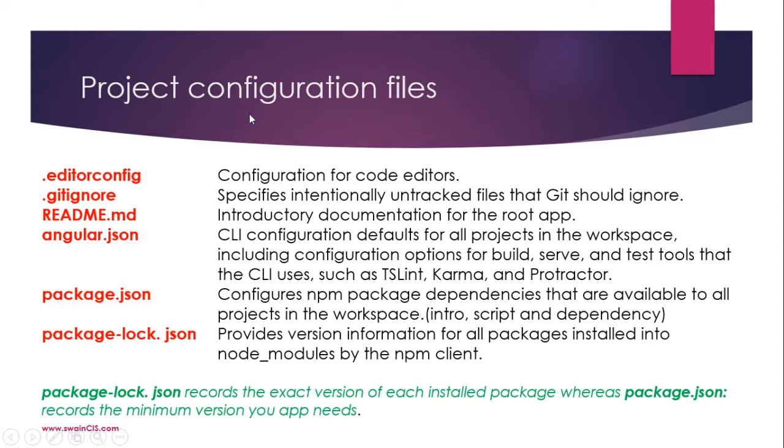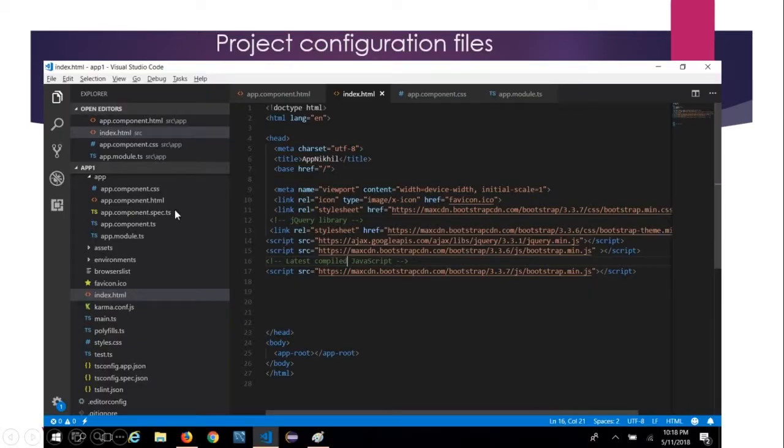There are two kinds of configuration files you get. One is project configuration files, another is project source files. Let's explain the project configuration files first. Forget about the app folder for now, that is about the source files. You have the assets folder, app folder, environments folder, browserslist, favicon, index.html, karma.conf.js, main.ts, polyfills, styles, test, tsconfig, two tsconfigs, one is spec, one is app, another is tslint, and editorconfig with gitignore. Let me explain all of these.